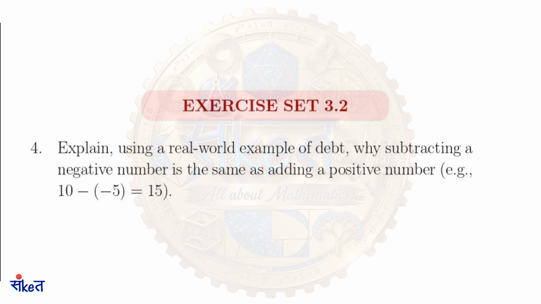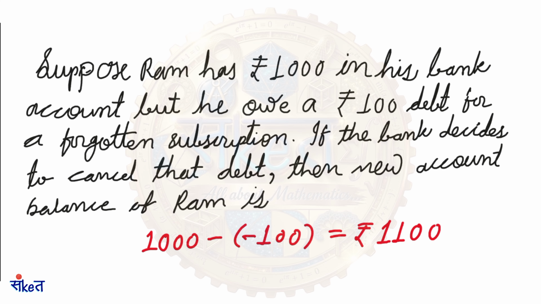Explain using a real world example of debt why subtracting a negative number is the same as adding a positive number. For example, 10 minus negative 5, that is equals 15. So we have to explain this with the help of real world example. So let's have this example.